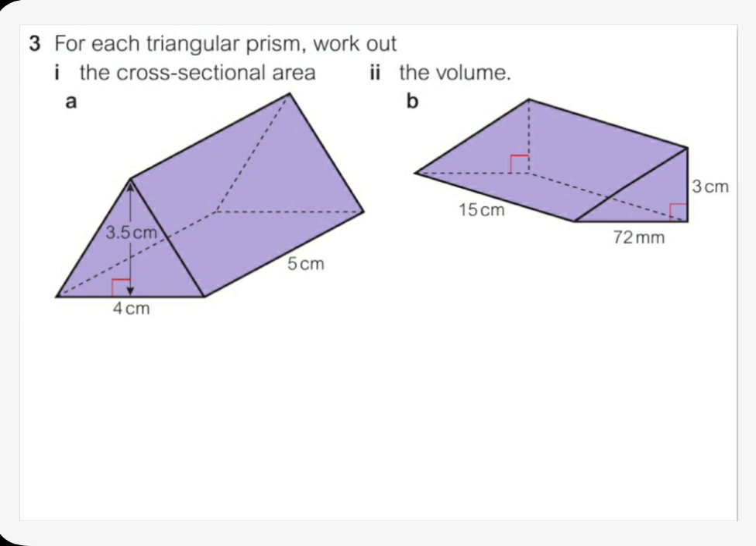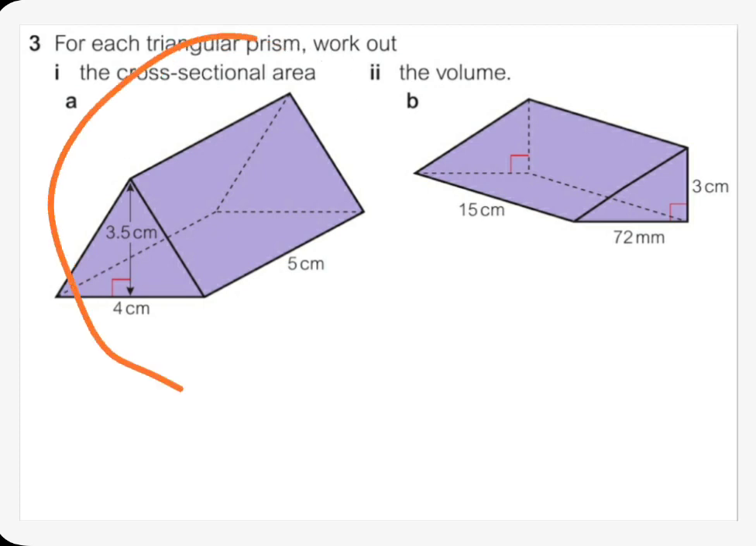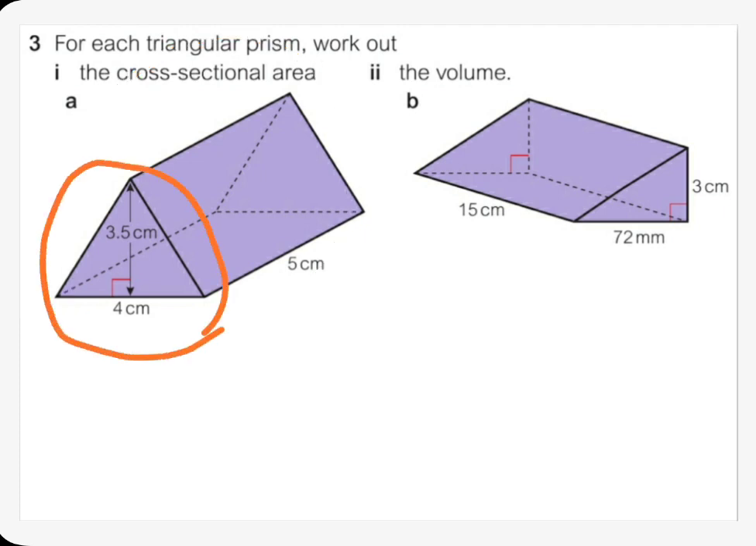Now, as you can see here in this shape, we're going to find the area of the cross-section and then the volume. Now we understand that this is a triangular prism. So the cross-section is what? Very good. It's a triangle. And then after finding the cross-sectional area, we multiply it by the length to get the volume. It's very easy. Just focus with me and I'll take you through it.